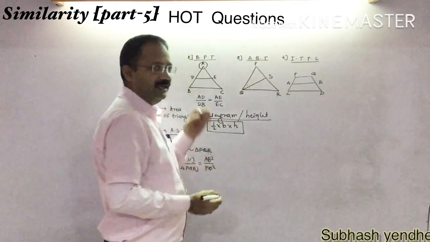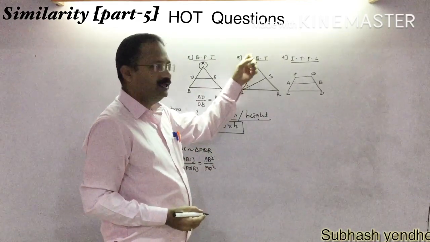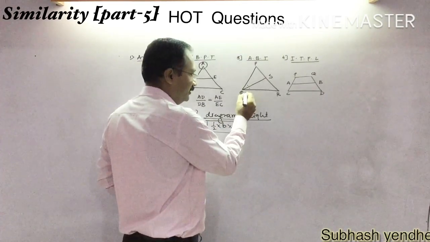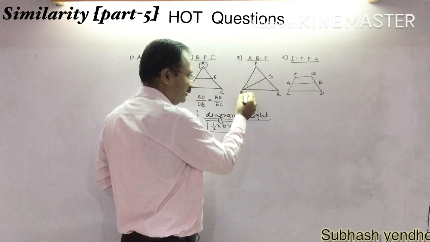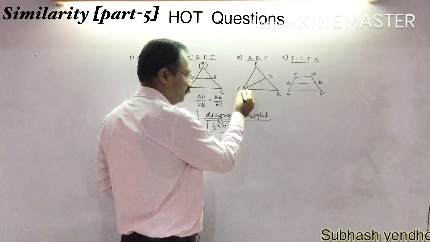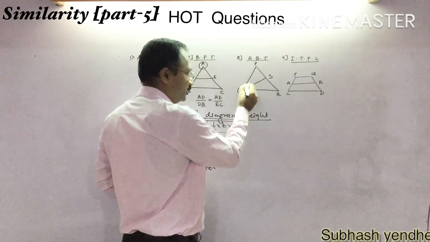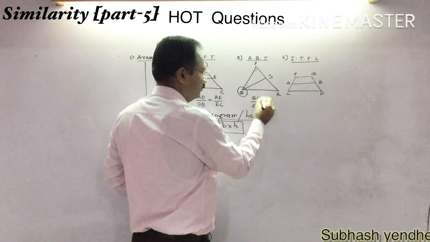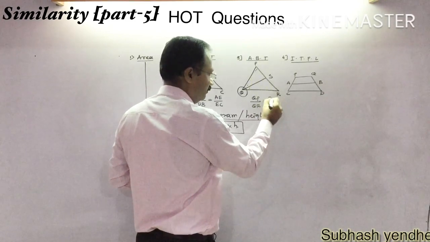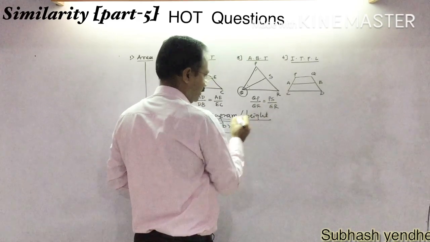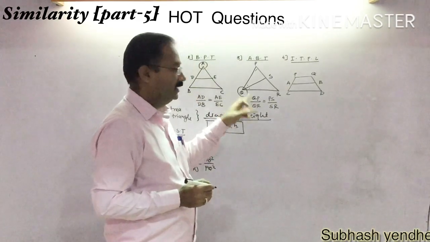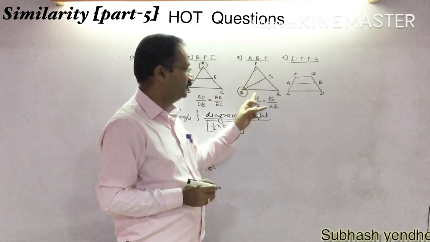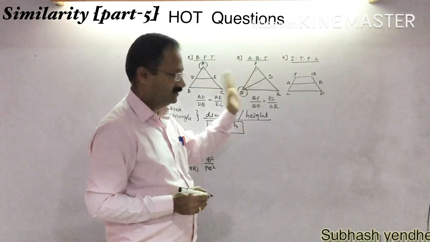ABT, the angle bisector theorem. What it says is that if the angle bisector is there, then you have to start from that angle bisector point. QP upon QR equals, you have to start from the upper, PS upon SR. And remember, if the angle bisector is given, then and only then you have to use this theorem, the angle bisector theorem.